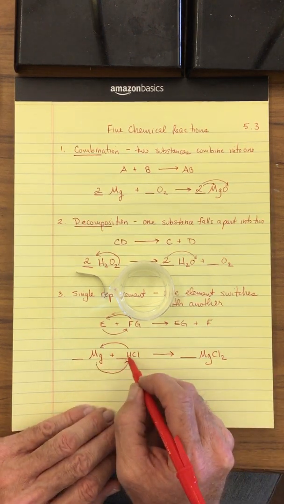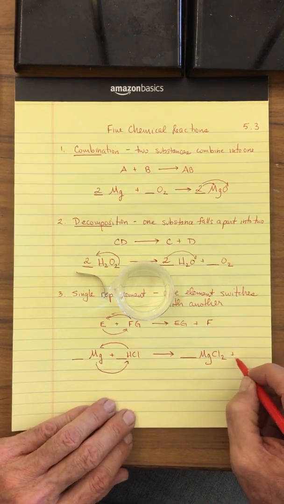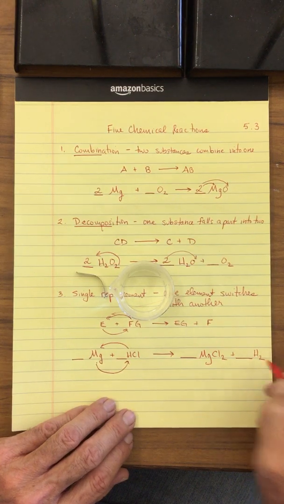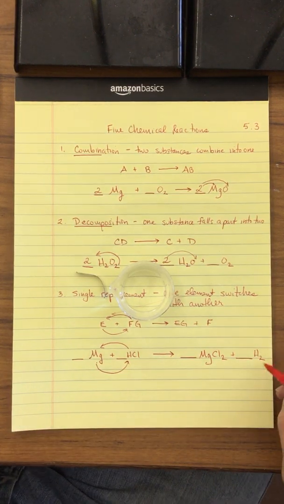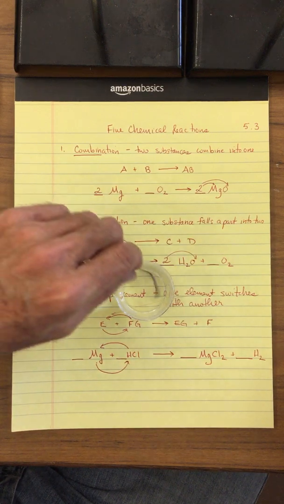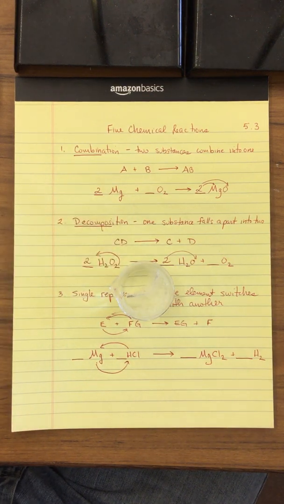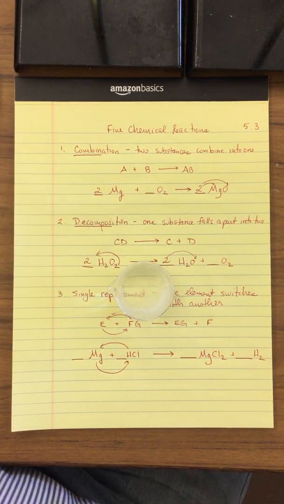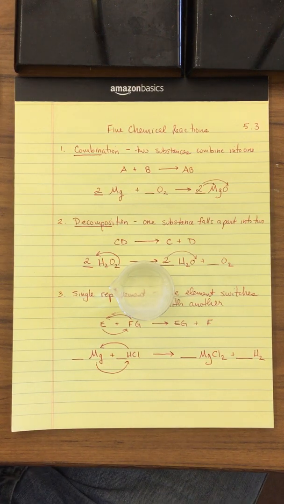So the magnesium comes in and kicks out the H. Then you have the H, which combines with another H to create the gas hydrogen. So those are the bubbles that you see in that reaction.